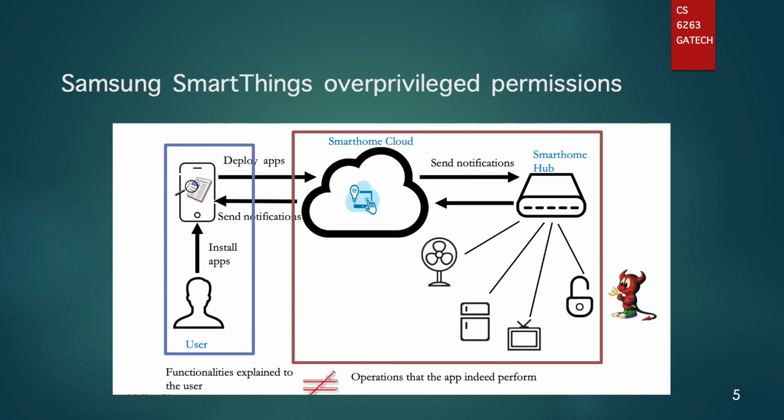And we might see in the SmartThings app that the app is actually just taking care of a lock, opening or locking the door, but that app might have more permissions or be able to do more things than we think, which shows how the functionality explained to the user is actually different, I would say, from the operations that the app indeed performs or can perform.